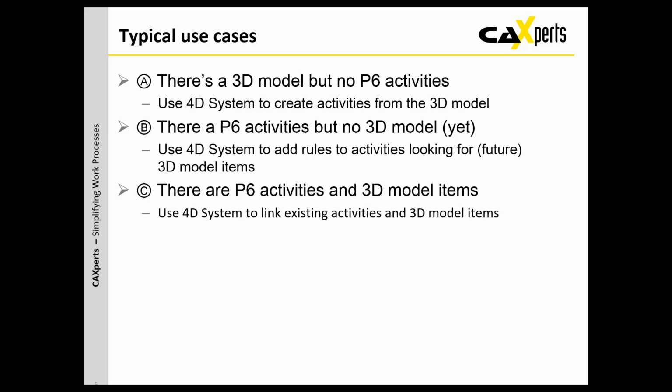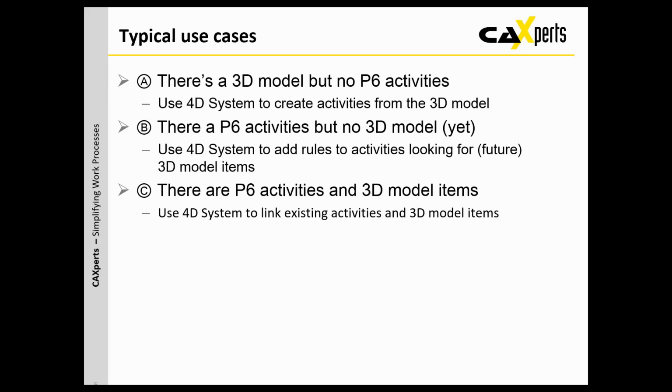Case B is that you already have P6 activities, but no 3D model yet. In this case, you can create so-called rule files, little JSON files, that look for 3D model items that would fit your activities. For example, you can have a rule that grabs all the items on a certain pipeline, and then it would add all these items to this activity in P6. So if somebody is adding additional valves or additional items to the pipeline, they get automatically added to the activities that are linked to this pipeline.